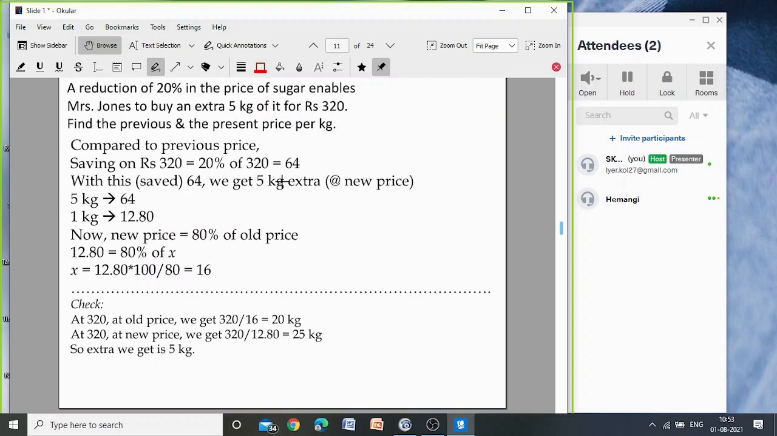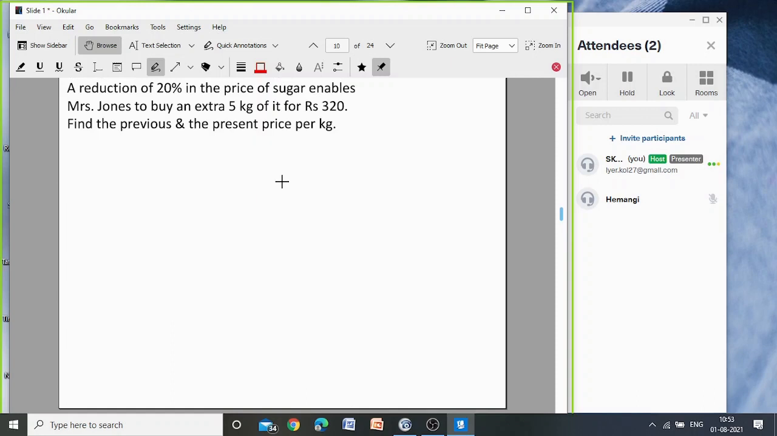A reduction of 20% in the price of sugar enables the customer to buy an extra 5 kg on 320. Find the old price and the present price. A reduction of 20% because you have to pay a reduced bill. The money is the same. Previously you used to buy some sugar with 320. Now the price is less. Again, the money you are paying is the same, but you are getting 5 kg extra sugar.